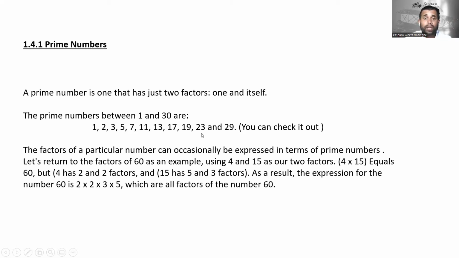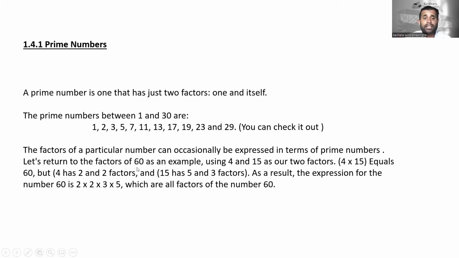Why? We cannot divide 23 by another number. So 1 into 23 is 23. So it has two factors, 1 and 23 only. So the factors of particular numbers can occasionally be expressed in terms of prime numbers. The factors will be expressed in prime numbers.